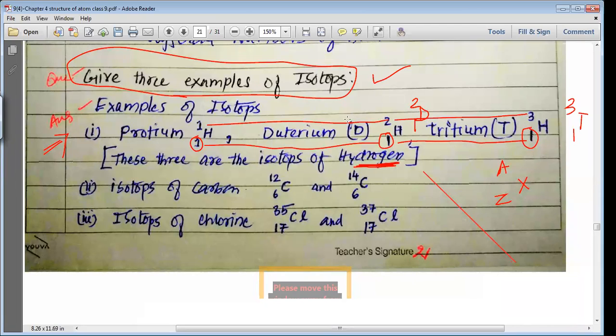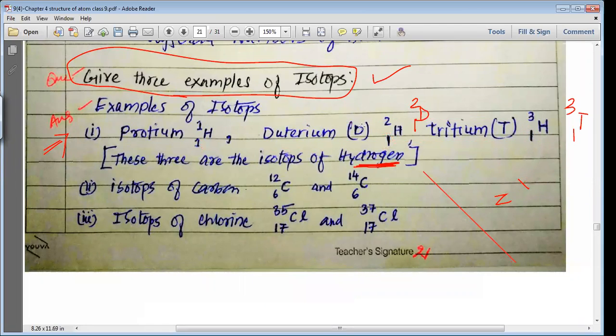Now, how do we find the number of neutrons, my dear students? We know that number of neutrons can be found by N is equal to A minus Z. So when you look at protium, A minus Z is equal to 1 minus 1, and that is equal to 0. That is why protium has N equal to 0. That means it does not have any neutron.